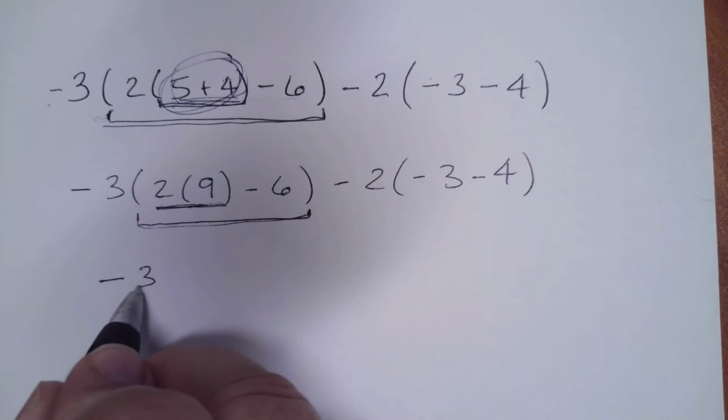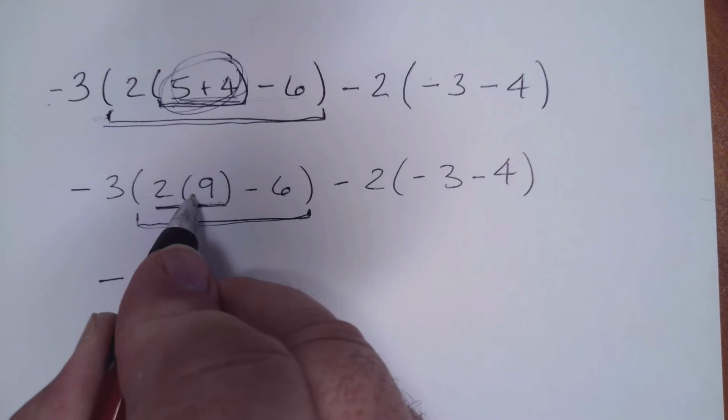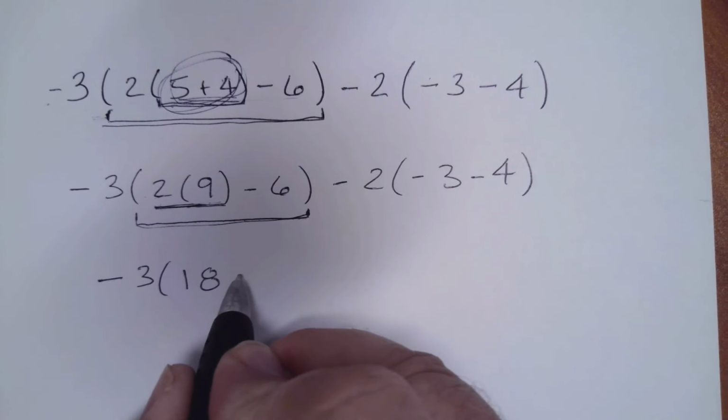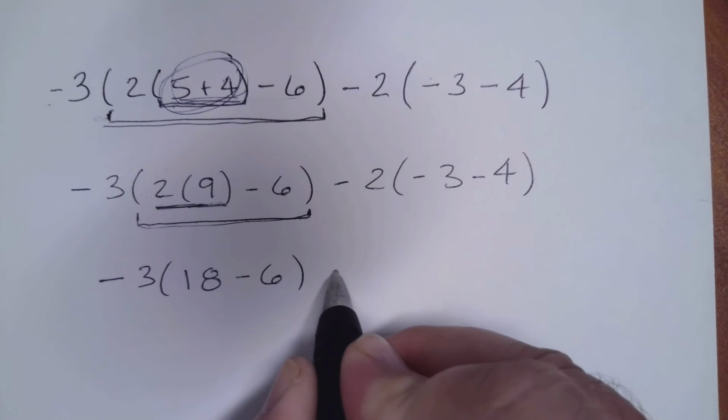Multiply. What is positive times positive is positive. 2 times 9? 18. Minus 6.